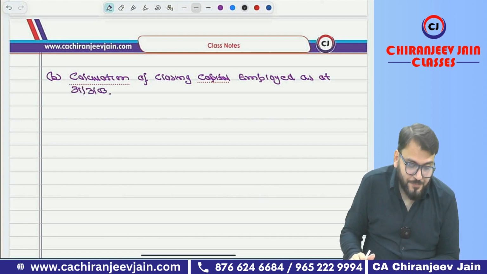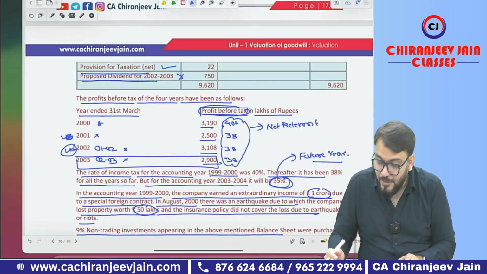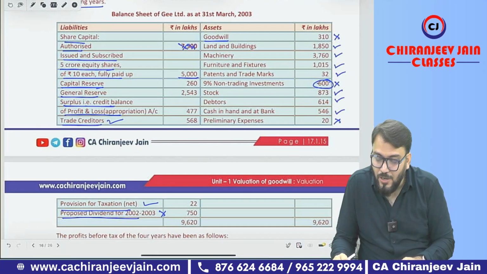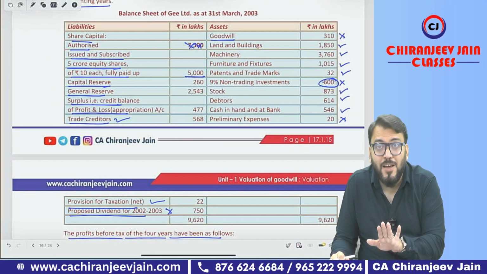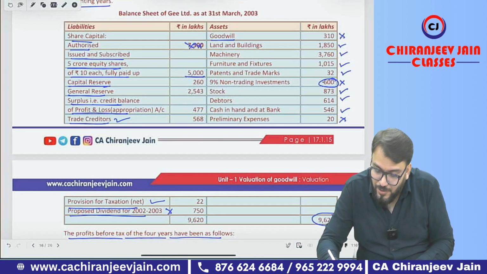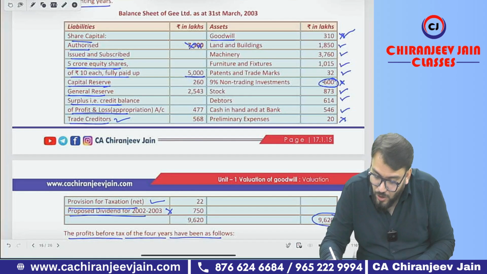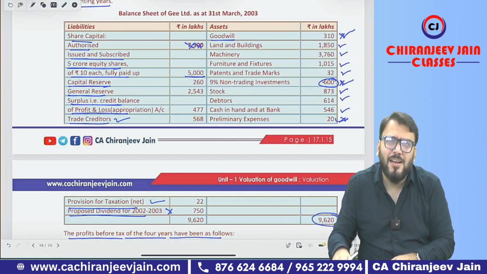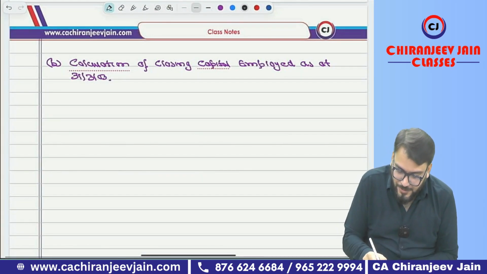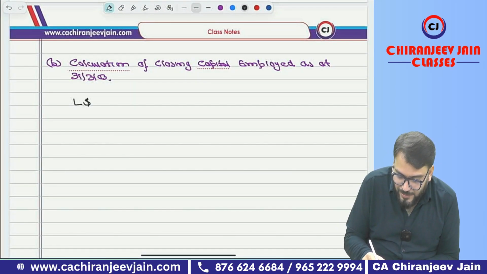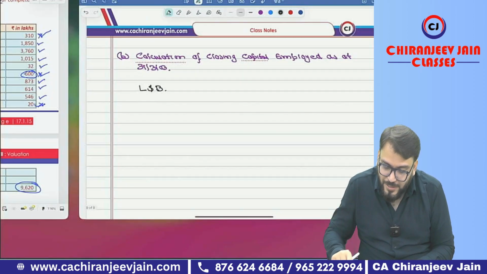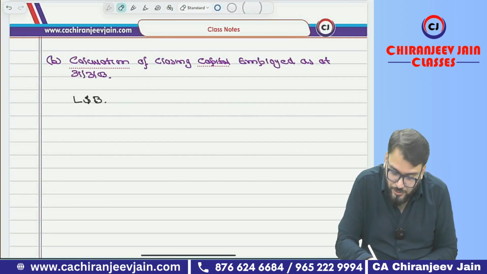We will take all assets. You can see in this particular question they have not given any fair value information, means all assets and all liabilities will be taken at book value only. You can use one shortcut: take the total asset at book value and deduct goodwill, non-trade investment and preliminary expense. But I will say don't go for the shortcut. We write down land and building in full. Land and building, how much? This is 1850, also in lakhs.